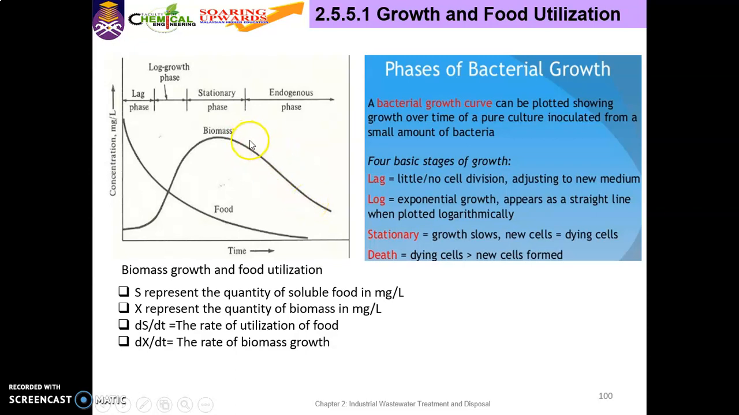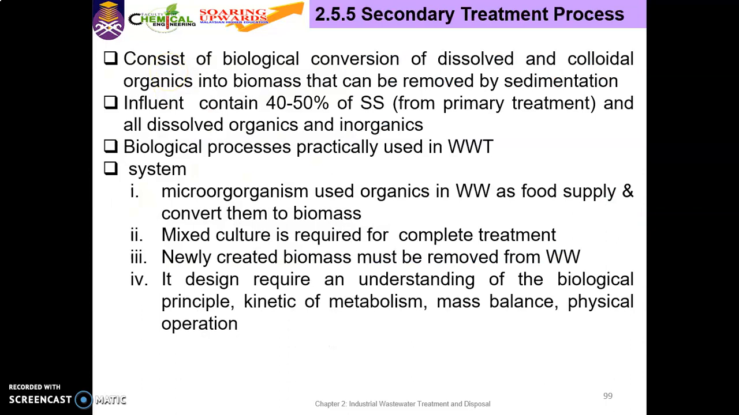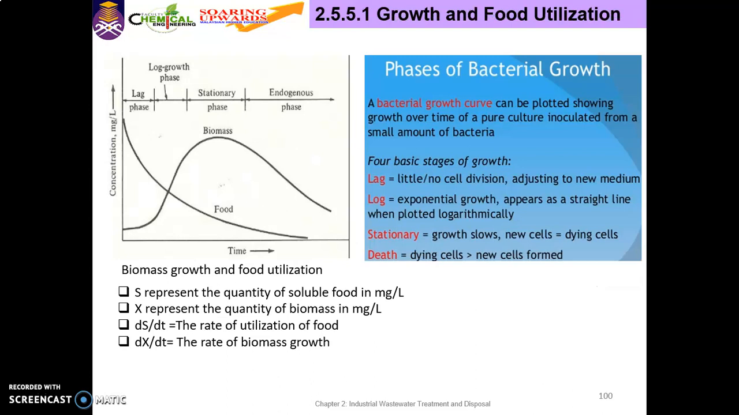So you have to remember this growth and food utilization. We have 4 phases that represent the dissolved and colloidal organics in wastewater being converted into biomass. How are they being converted? Because of the microorganisms. Remember, this is a biological process, so biological always involves microorganisms.